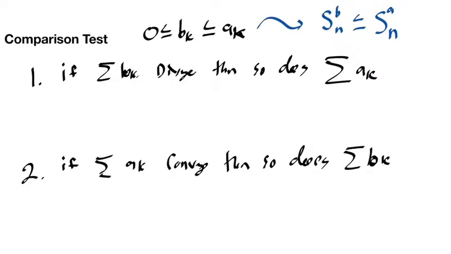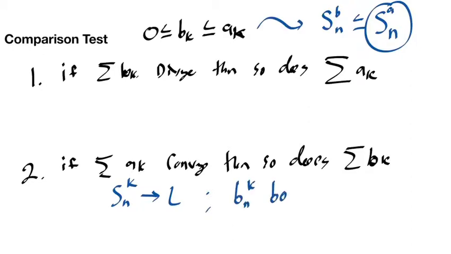They're slightly different values, but what we know is that the partial sums of the B's are always going to be less than the partial sums of the A's. And so we can see that if the a_k's converge, then that means the partial sums converge to some limit L. But then that means that the b_k's must be bounded, and that implies these partial sums of the b_k's must be bounded. And so that means that the partial sums of the B's must converge as well.